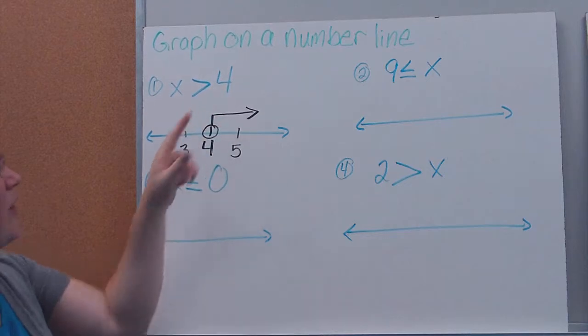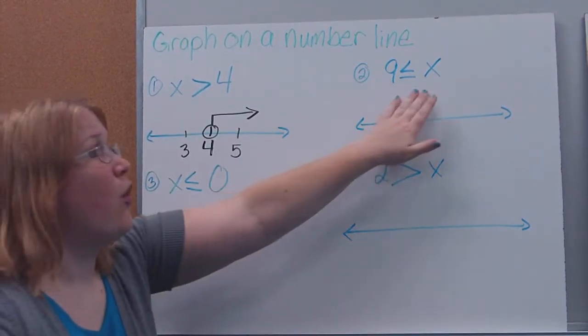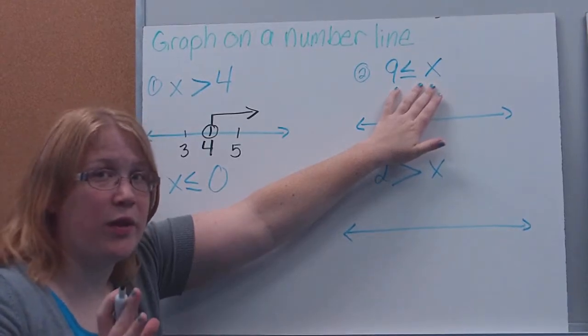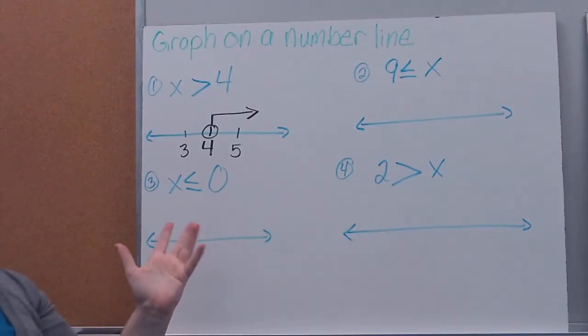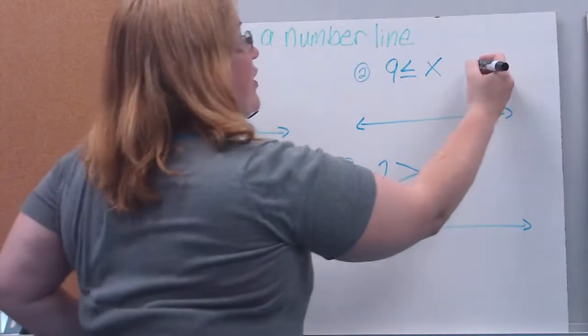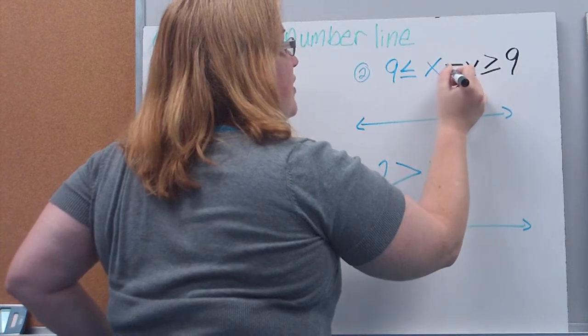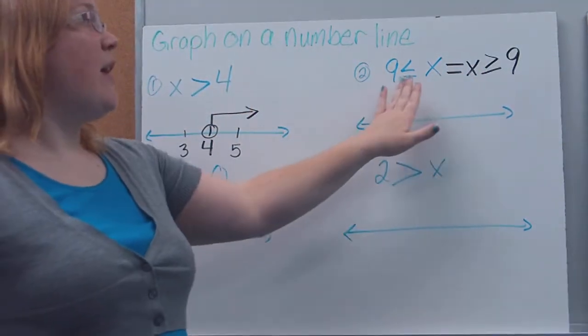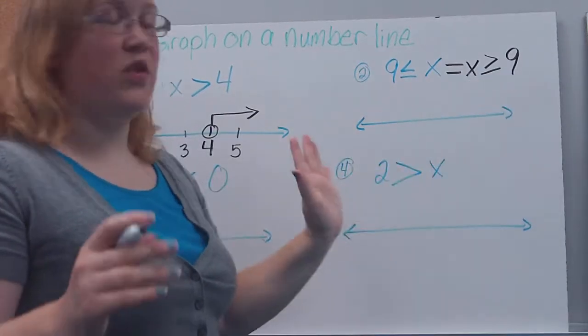This sign and this sign look the same. That only works if your variable is on the left. Over here where my variable is on the right, it's going to be pointing in the opposite direction. So don't get confused by that. And if you want to use that trick, you're always welcome to. We can rewrite this way. These are the same thing. 9 is less than or equal to x is the same as x is greater than or equal to 9.